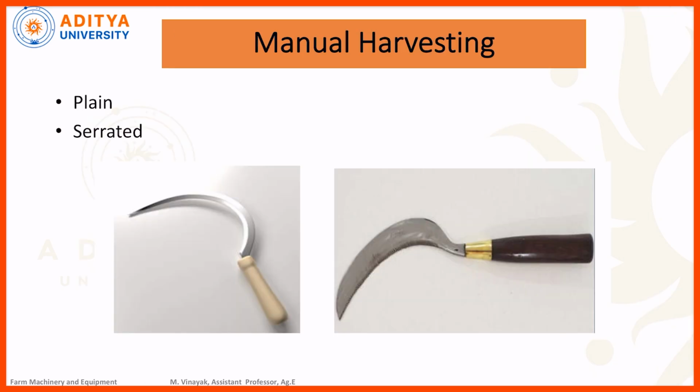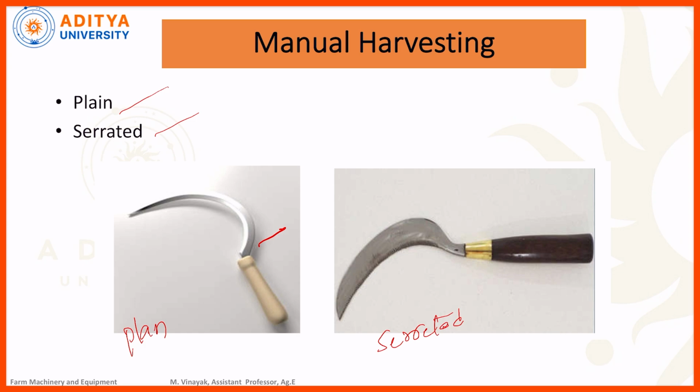Regarding the manual harvesting, here by using the sickles only we need to harvest the crop. Regarding the sickles, 2 types of sickles are there, plain and serrated edge. So this one is a plain sickle. Let us look at this image. This one is a plain and this one is a serrated sickle.